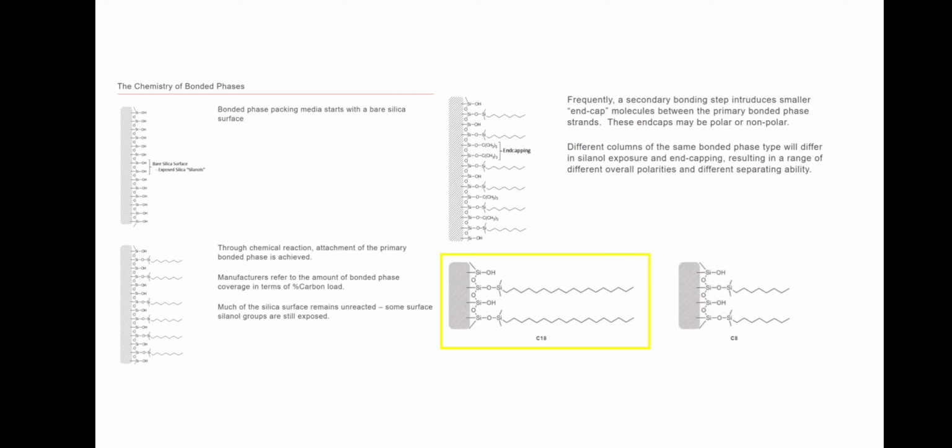End capping can be performed using either polar or nonpolar molecules. It is important to note that different columns with the same bonded phase type can still differ in their silanol exposure and end capping. This results in a range of polarities and separating abilities, offering scientists various options to optimize their separation process based on their specific needs and requirements.